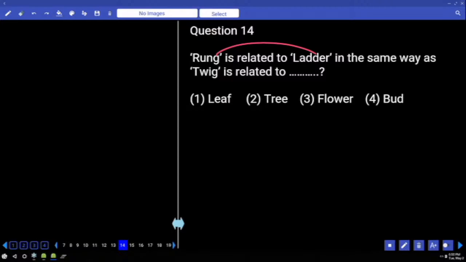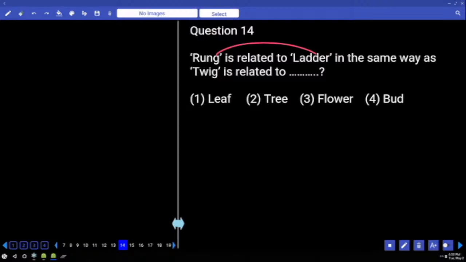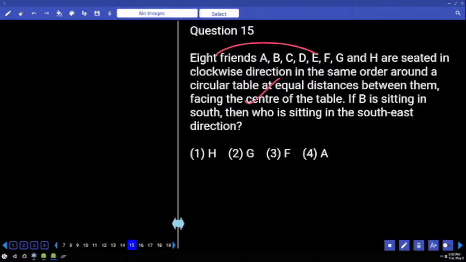Rung means, now a ladder is like this. These are called rungs, that means the steps of a ladder are called rungs. In the same way, now twig. Twig is related to what? Tree. And for a tree, the twig is the steps to go up.